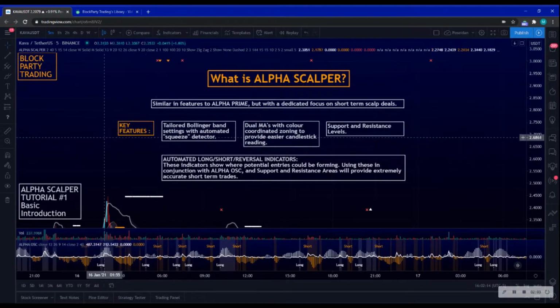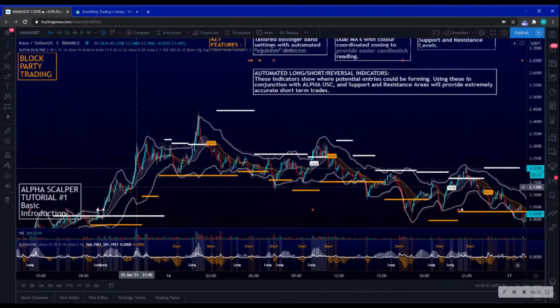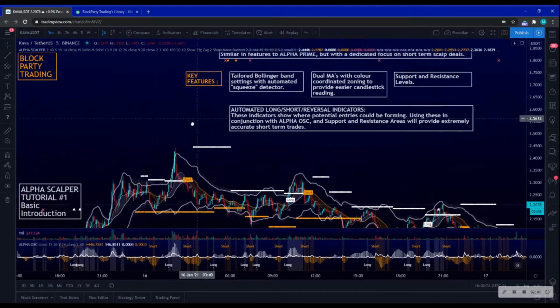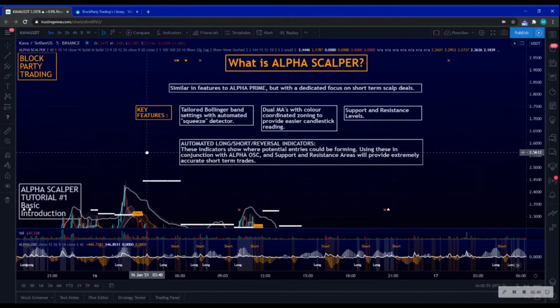We've got dual moving averages in the middle, a short and a long, and then we've got a color coordinated zone to help with easier candlestick reading. And that would be this little doodad in the middle here. So you see when it's white, that's a symbol that we have a bullish deviation, and when it is yellow, that's a bearish deviation. So that means that more than likely it's going to go down. When it's white, more than likely it's going to go up. And of course, as you can see, the price fights within this. This is a 5-minute Kava tether chart, by the way. We'll go over that a little more in depth in the future. That's one of the key features that we've got here.